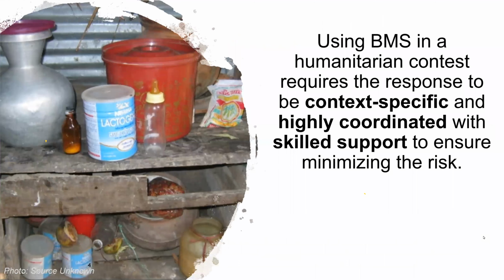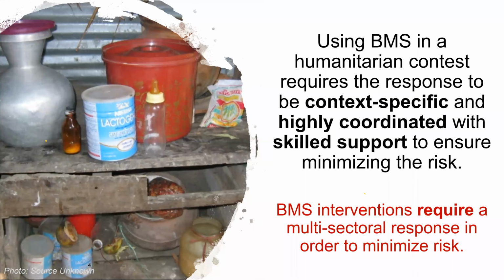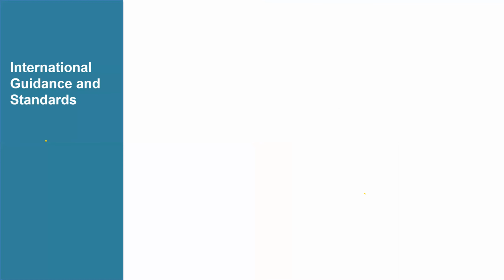Next slide. So using BMS in a humanitarian context requires a response that is context specific and highly coordinated, with skilled support to ensure minimizing the risk. It requires a multi-sectoral response that's closely coordinated with all agencies in nutrition and health, as well as with the government and so on. Next slide.